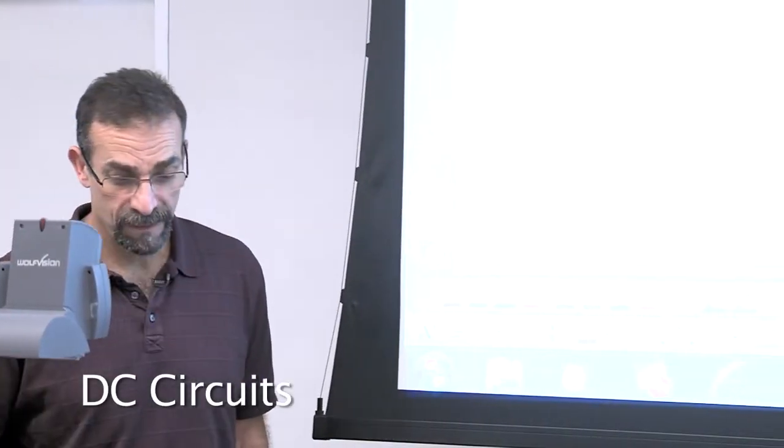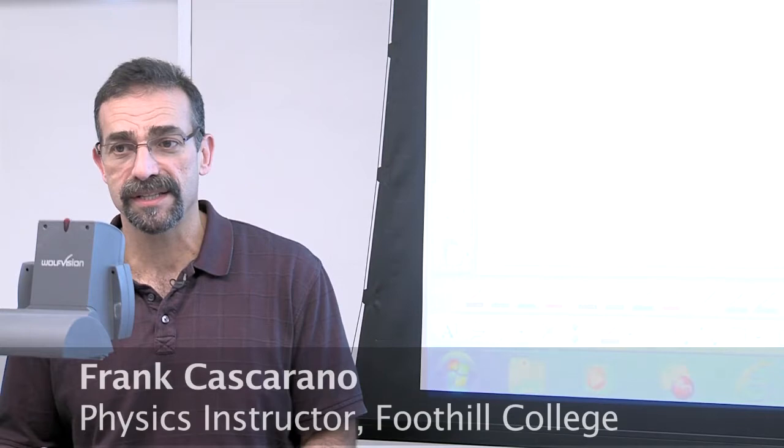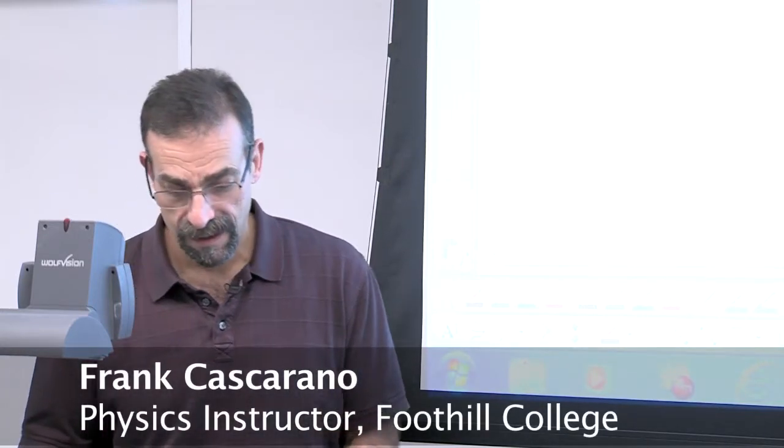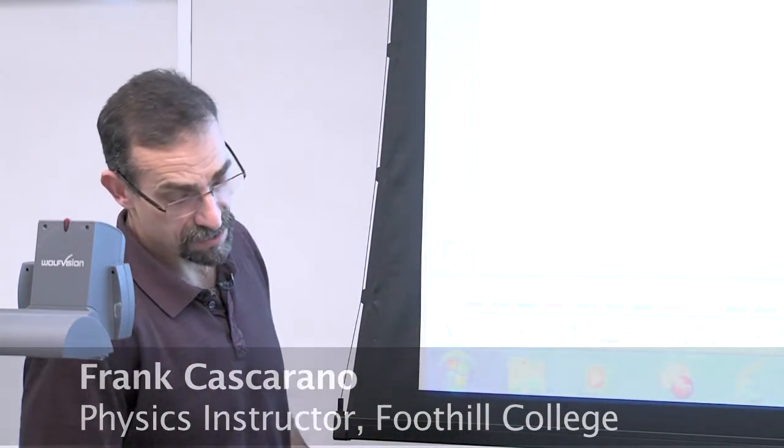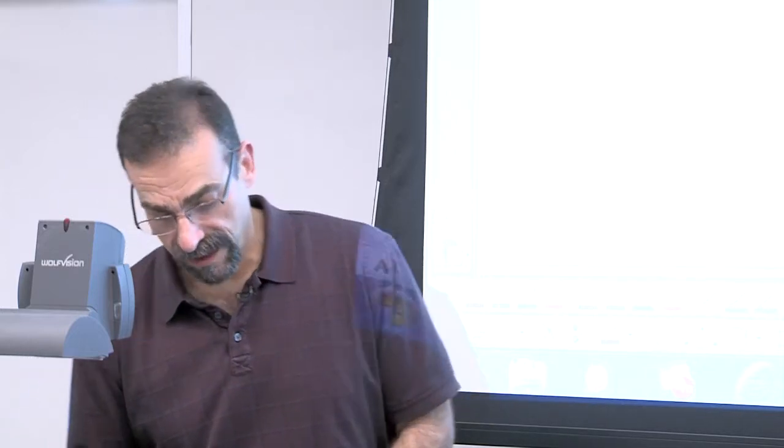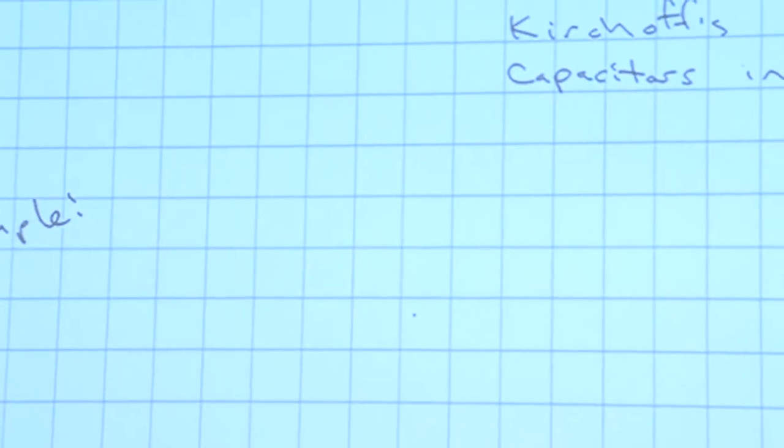Continuing with this chapter, DC circuits, resistors in series and parallel. Then we'll hit Kirchhoff's rules for analyzing circuits that are a little more complex, and capacitors in series and parallel. So let's start out with a couple of review examples. How about something like this?